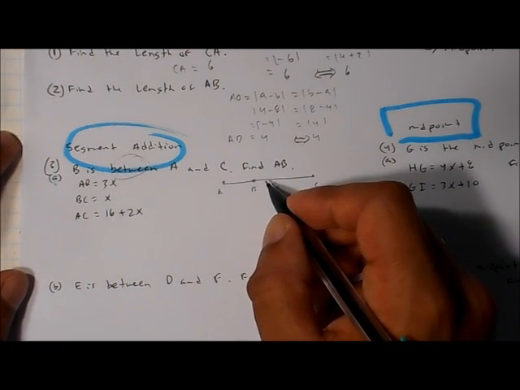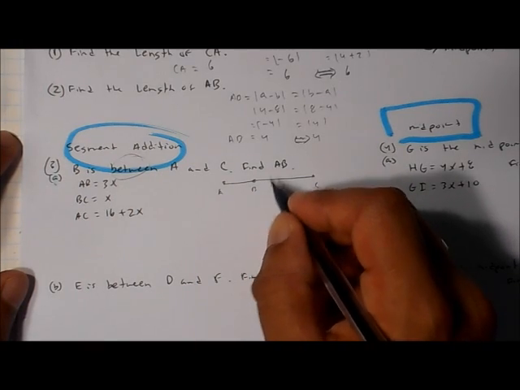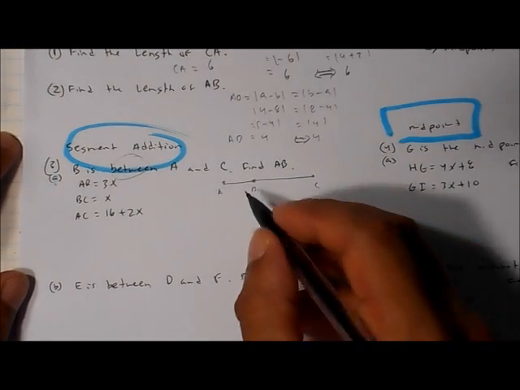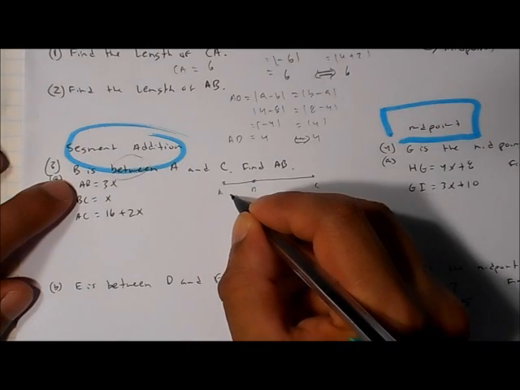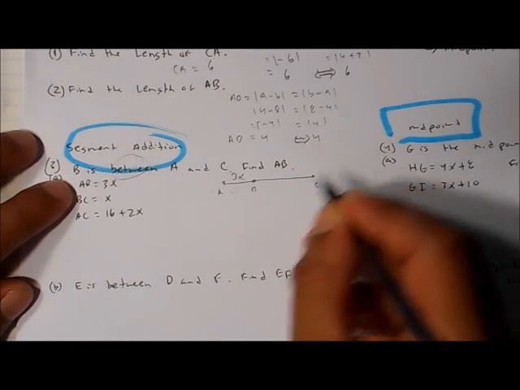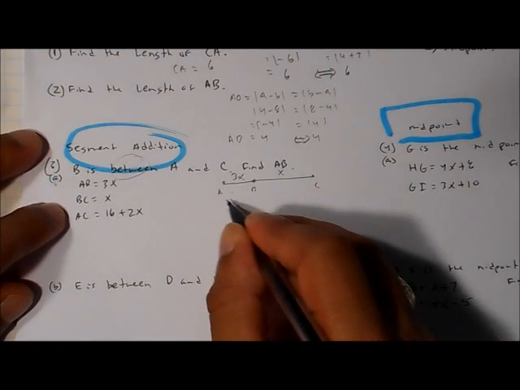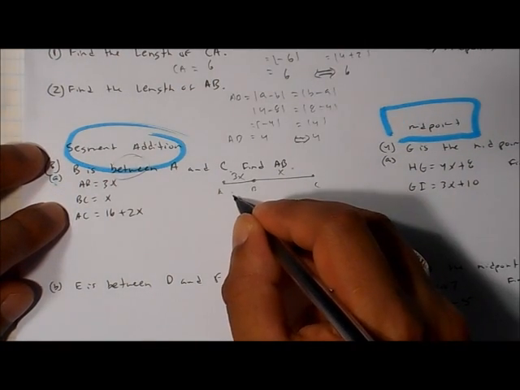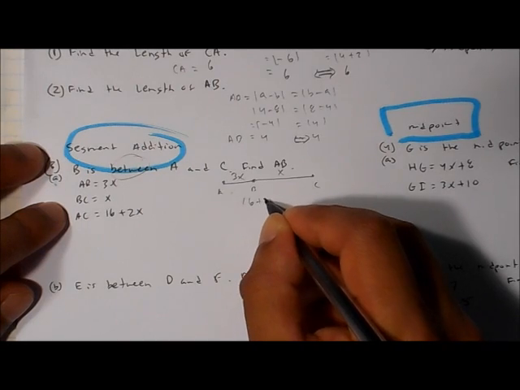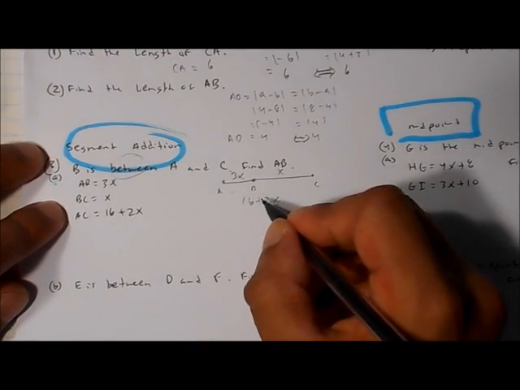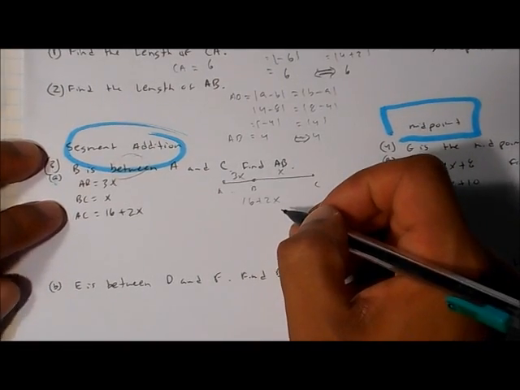We don't know if B cuts the whole entire line in half. So we don't know that. So from A to B is 3x. From B to C is x. And from A to C, we know how long it is, which is 16 plus 2x. Now that's the whole sketching part of this problem.